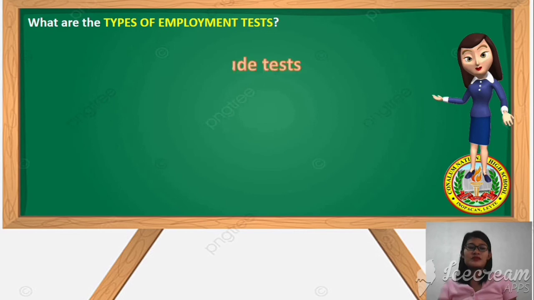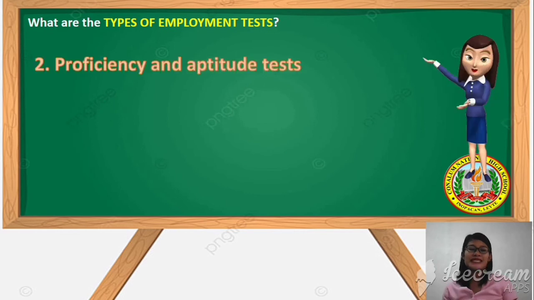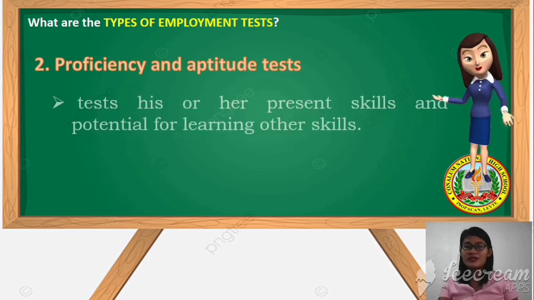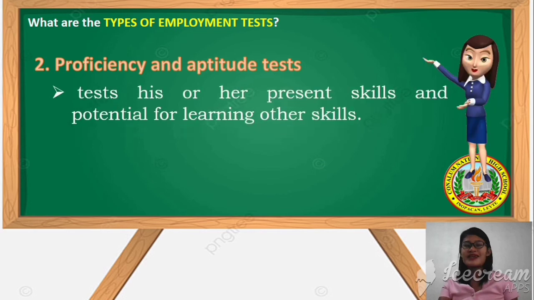Number 2 is proficiency and aptitude test. What is this proficiency and aptitude tests? Test his or her present skills and potential for learning other skills. Proficiency and aptitude tests are tests on knowing and developing your present skills, and most likely discovering what other skills that you have. So what are your potentials? So that is proficiency and aptitude tests.